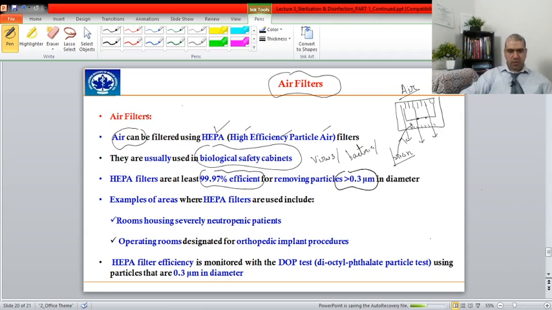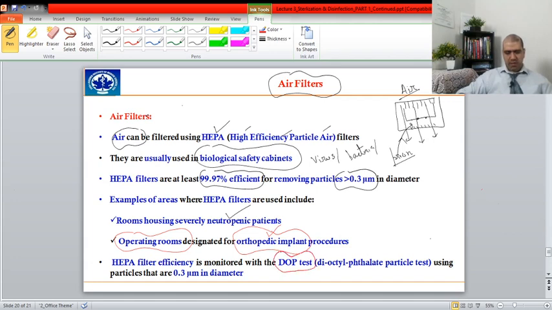Examples of areas where HEPA filters are used are rooms housing severely neutropenic patients. These filters are also used in operating theaters where different kinds of surgeries are done, particularly orthopedic implant procedures where microorganisms can cause infection. So we have to use these filters so that no microbe can come in contact while the surgeon is doing the surgery. These HEPA filters are very efficient, and their efficiency can be monitored by a DOP test.